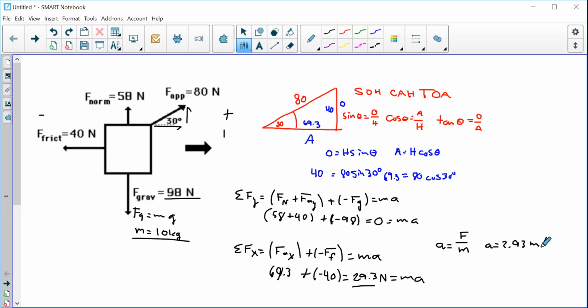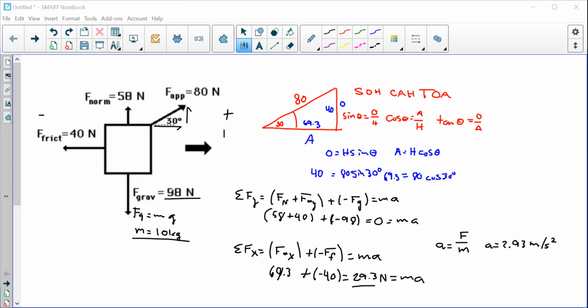What's actually quite interesting is that I did a problem completely independent of this today in physical science, and the answer came out to be 2.93 as well. So just a little synchronicity, always a good sign. So let's go check to see if we were right.